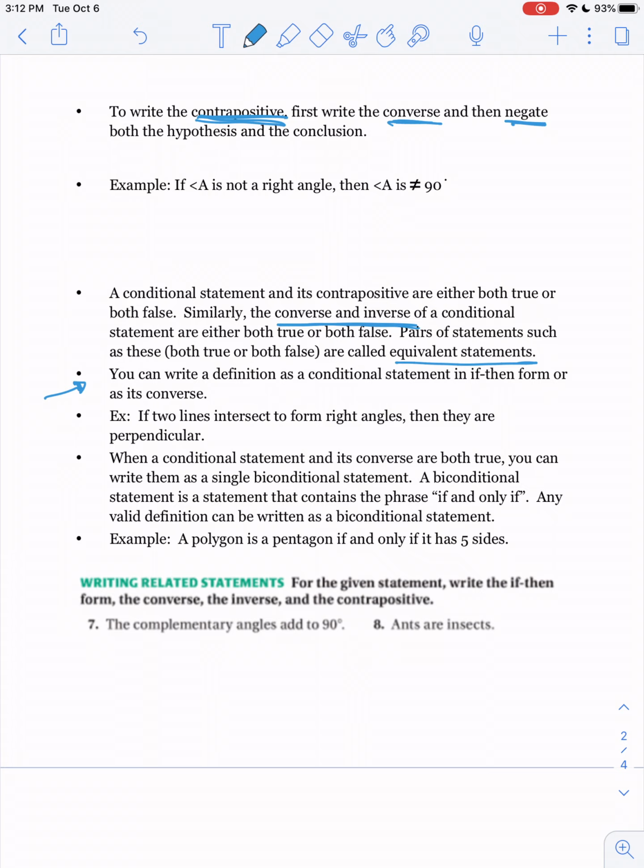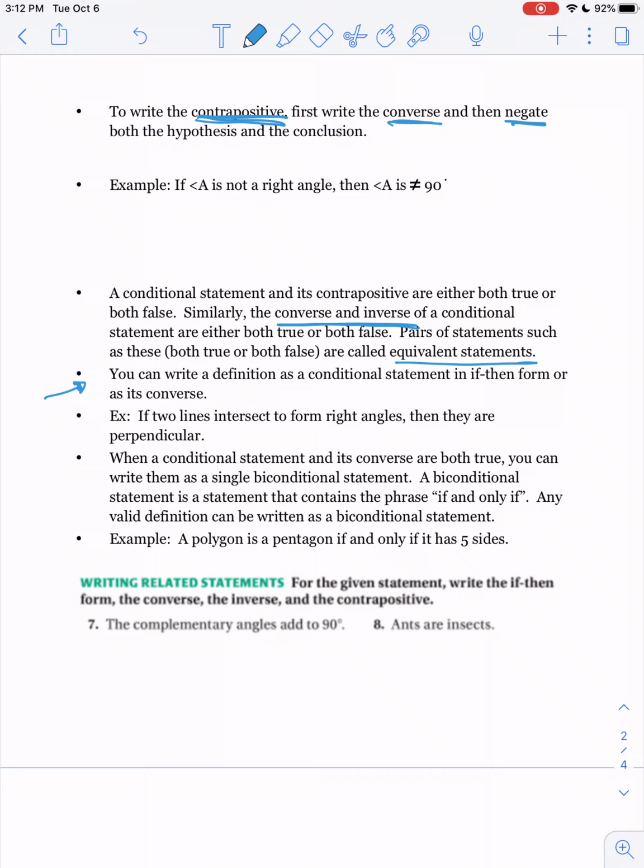When a conditional statement and its converse are both true, you can write it as a biconditional statement. And a biconditional statement is an if and only if statement. So when you check, if the original statement was true, you flip it around, it's still true, you're allowed to write it as if and only if.